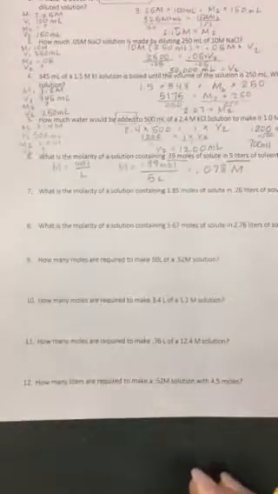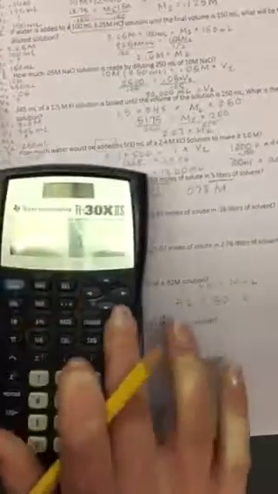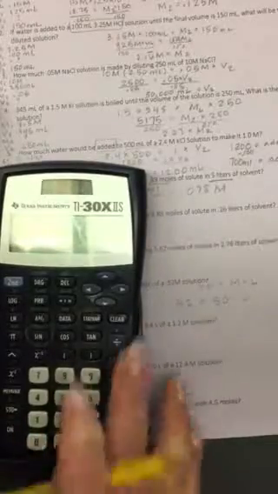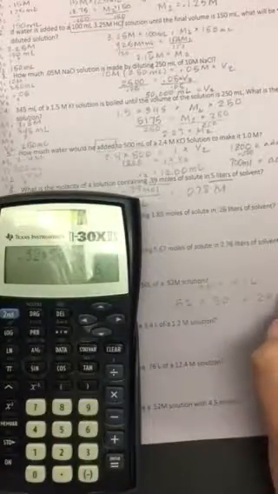Molar. And then next we have: how many moles are required to make 50 liters of a 0.52 molar solution? So we have 0.52 molar is equivalent to something over 50 liters. And if you have your card, you might remember that moles are equal to the molarity times the liters. So we could rearrange this to say 0.52 times 50 equals 26 moles.